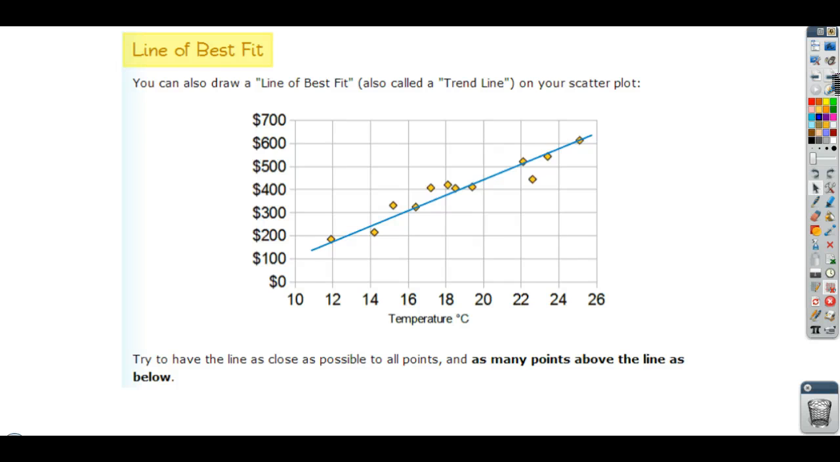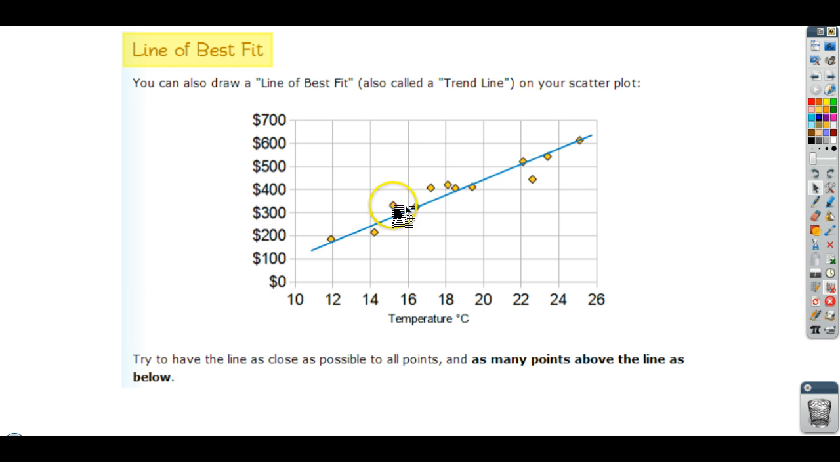Now, the line doesn't have to go through any of the points, okay? Your line of best fit does not have to go through any of the points. It can, but it doesn't have to. And you want to make it so that there are as many above the line as there are below. So in this example, let's count.